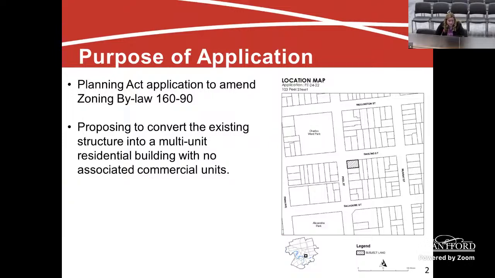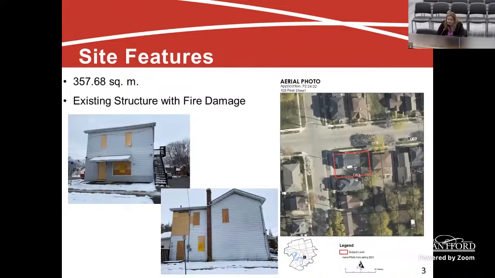So the property is currently zoned, as George mentioned, convenience commercial zone or C7. The applicant is requesting to change that zone to permit the conversion of the existing structure into a multi-unit residential building with no associated commercial units. The subject lands are on the southeast corner of Peel and Darling Street, and the property has an area of approximately 357 square meters, or approximately 0.09 acres.